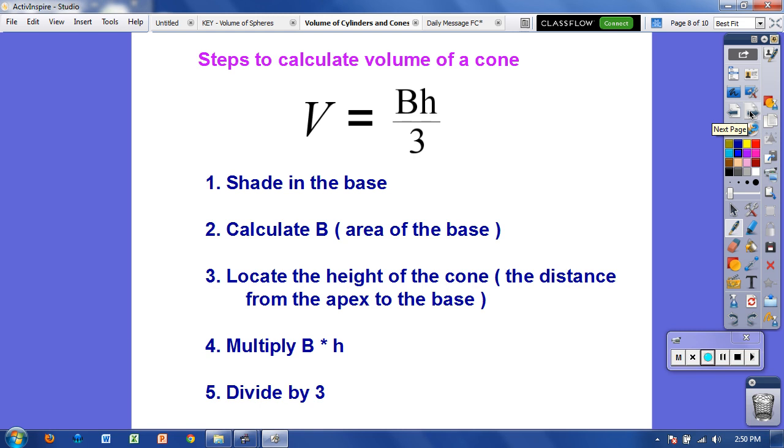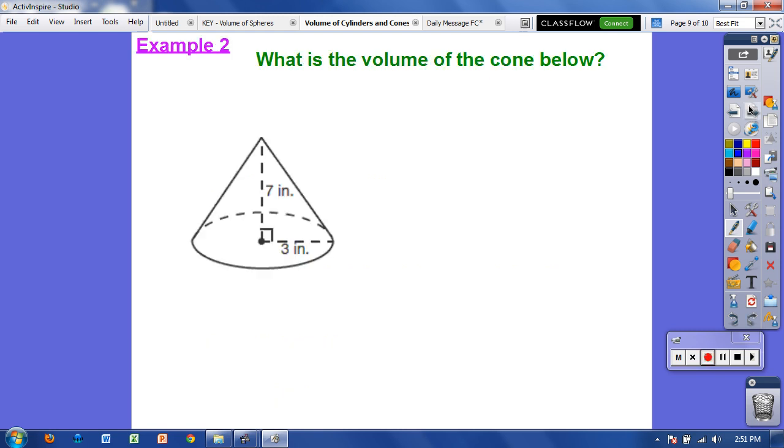We're going to talk about the steps to calculate the volume of a cone. The formula is volume equals area of the base, or capital B, times the height of the cone, and then all of that divided by 3. So steps wise, we'll still shade in the base first, calculate the B, which is area of the base, locate the height of the cone, and then multiply the area of the base times the height, but then the last step is to divide by 3. Here, it's pretty straightforward. Your formula is area of the base times height divided by 3. Let's go ahead and start filling that in.